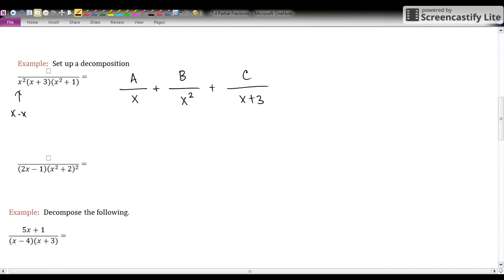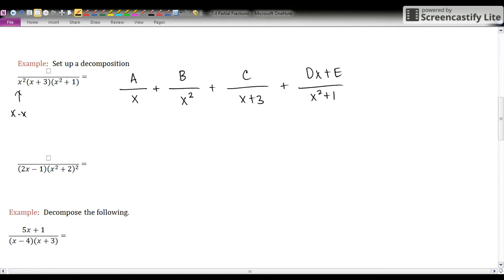And then I see an x squared plus 1. That's another factor, and it has a multiplicity of 1, so it only needs one fraction. And I'm going to give that what? We got to go dx plus e, I guess. Ooh. And now you guys will have to solve for a, b, c, d, and e.